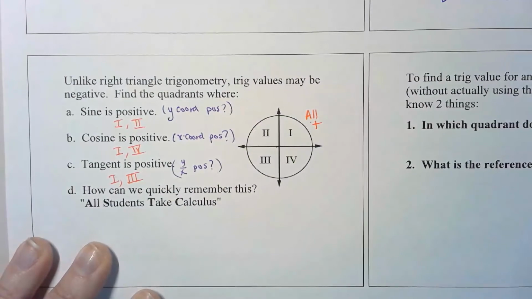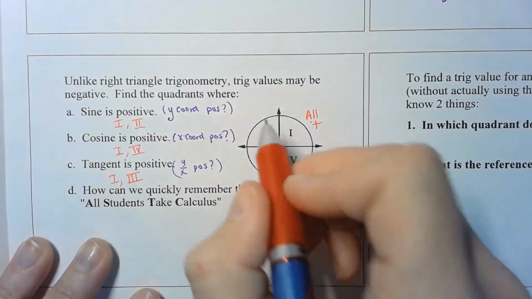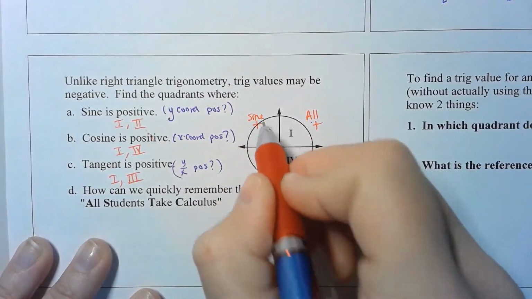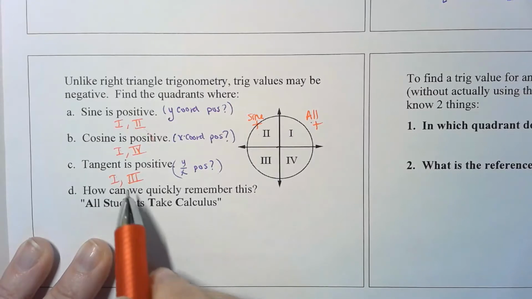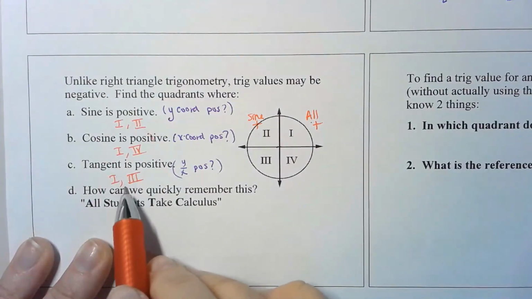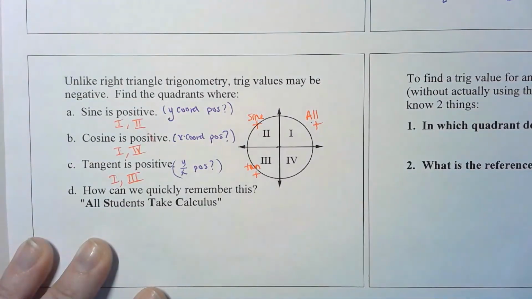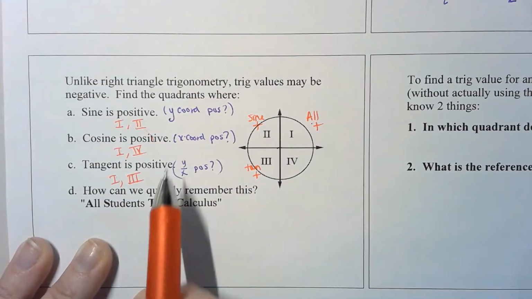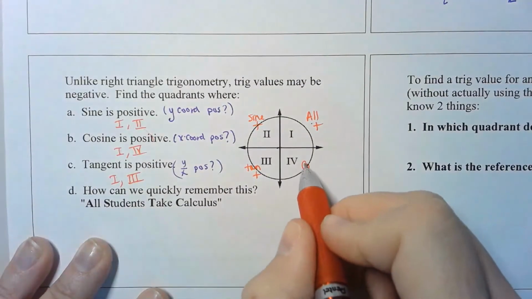But the only time I saw quadrant 2 was for sine. So sine is the only thing positive in quadrant 2, which means everything else is negative. The only time I saw 3 was with tangent, so tangent is positive in quadrant 3. And the only time we saw quadrant 4 is for cosine.